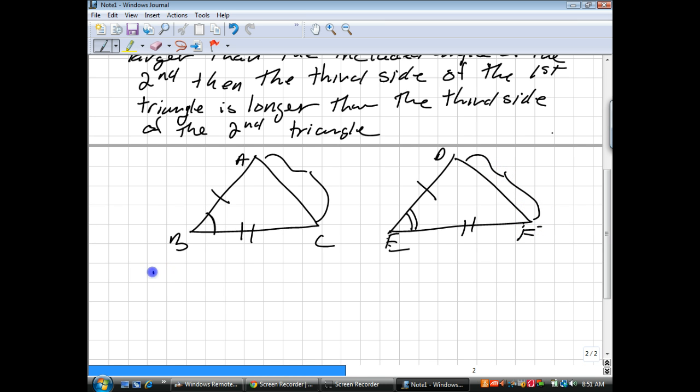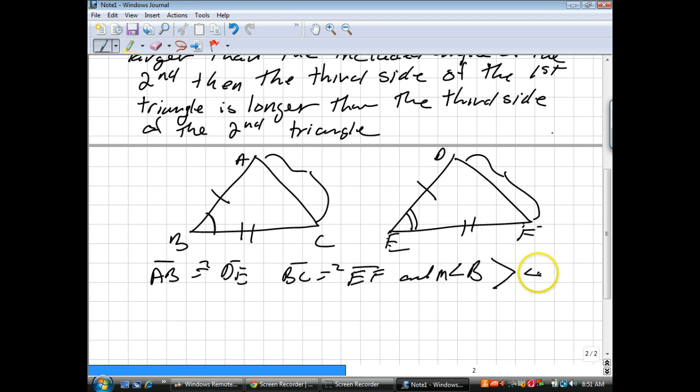So here's what it says. If AB is congruent to DE and BC is congruent to EF, and measure of angle B is greater than measure of angle E, then I conclude that the length of AC is greater than the length of DF.